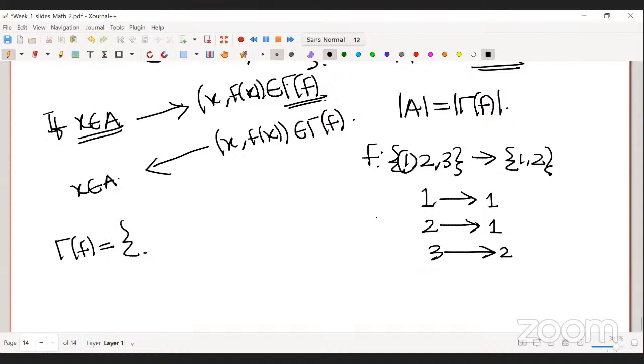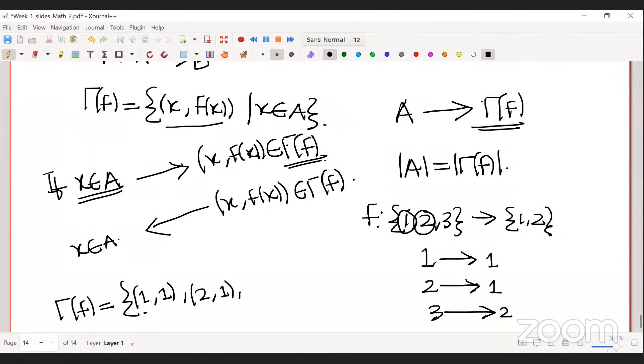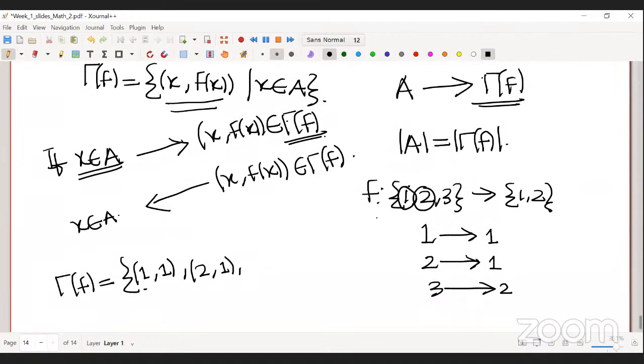You have 1 here. For 1 you are getting 1 comma 1. And for 2 we are getting 2 comma 1. Okay, that is the definition of graph. See, graph definition is x comma f of x. So this is x, this is f of x, this is x, this is f of x, and for 3 you are getting 3 comma 2.